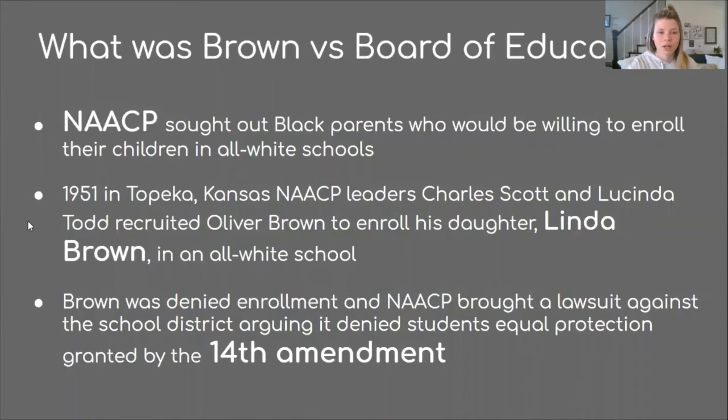In 1951, in Topeka, Kansas, NAACP leaders Charles Scott and Lucinda Todd recruited Oliver Brown to enroll his daughter Linda Brown in an all-white school. Brown was denied enrollment, and the NAACP brought a lawsuit against the school district, arguing that it denied students equal protection granted by the 14th Amendment. They knew that segregation was wrong, but they had to defend it with a constitutional amendment and explain why it contradicts the rights of Americans.